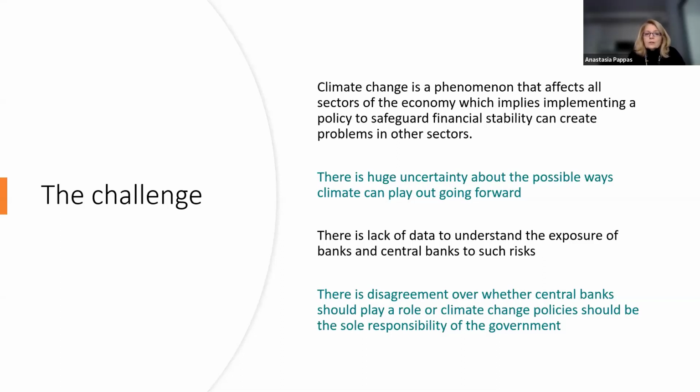We don't have data to understand how physical risks associated with climate change are affecting household decisions, manufacturing, the financial sector, and how these risks are being transmitted into the economy. But most importantly, there's a huge disagreement between scholars and policymakers about who is the right authority to implement policy. Should it be the government with the elected officials and the implementation of fiscal policies, or should the central banks participate in and facilitate the transition to a net zero economy?